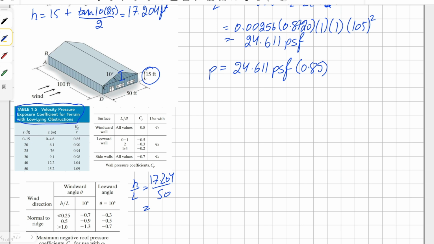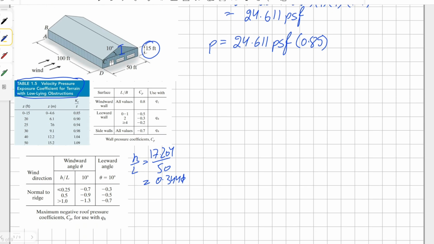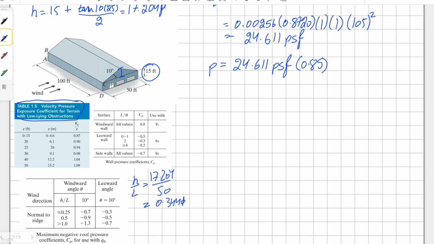So what we have to do is use our linear interpolation once again in order to solve. Let's do that. It will be a similar idea to what we did earlier for our velocity pressure coefficient. So we have delta exposure coefficient, roof pressure coefficient divided by our H over L equals delta roof pressure coefficient divided by delta H over L.